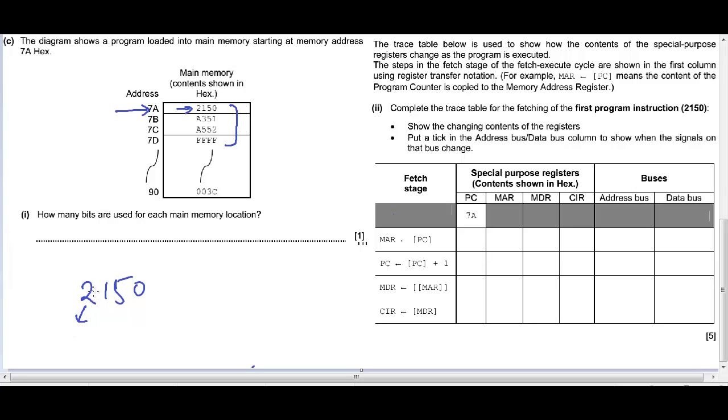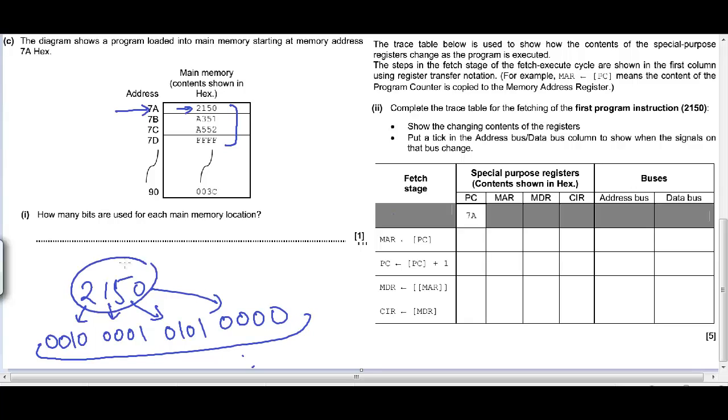So if we wanted to write this 2, which is in hexadecimal form, into binary, we would write it down as 4 bits. Okay, and this 1 would also be written down as 4 bits. So each hexadecimal digit is always converted to 4 bits. This 5 is going to be written down as 0101, and this 0 as 0000. So this is the same instruction 2150, now written down in binary form.